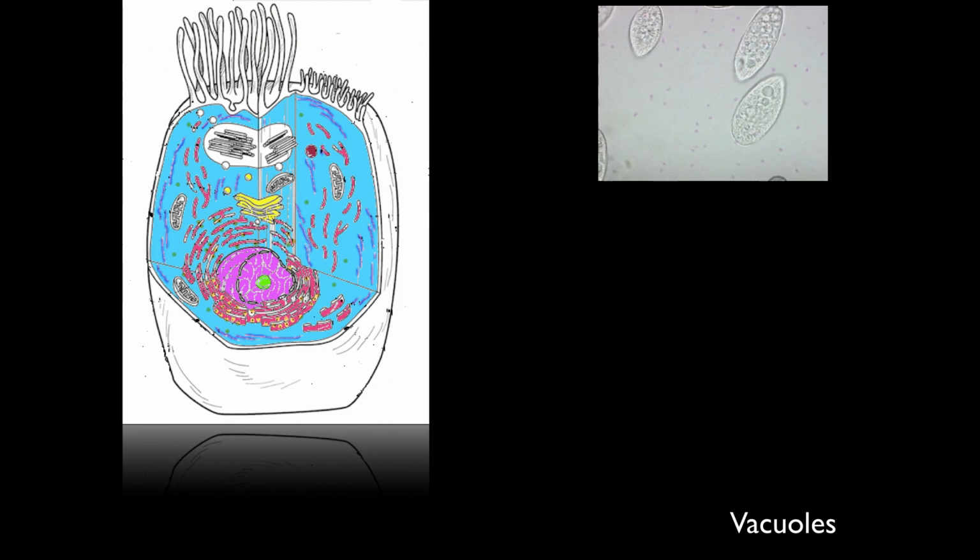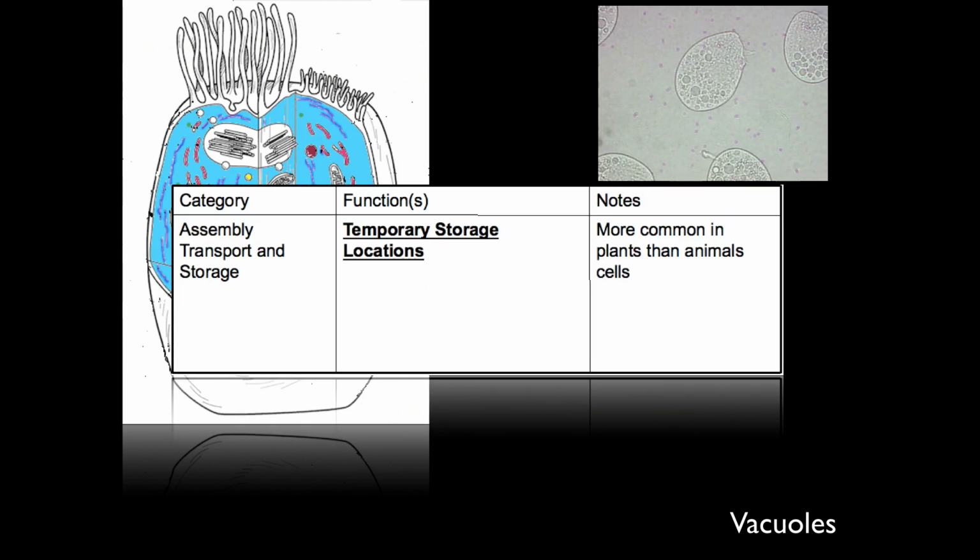Vacuoles are temporary storage locations. This video shows a vacuole. They're going to zoom in on it here in a minute. Here, that absorbs water from the environment, and when it is full, it squeezes the water back out. It's called a contractile vacuole. Vacuoles then would also be part of assembly, transport, and storage. They are temporary storage locations.